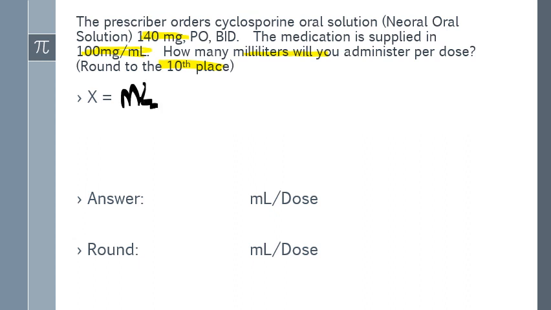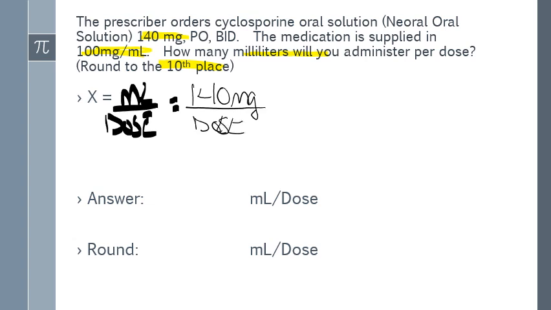We're doing milliliters per dose. And what we have in the order is 140 milligrams. And that is going to be dose. We're solving for dose, not for what we're going to do the whole day, okay? And then we have 1 milliliter in 100 milligrams, and that's how it's supplied. We know our setup is correct because that's what we're left with.